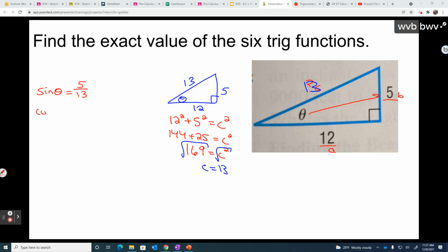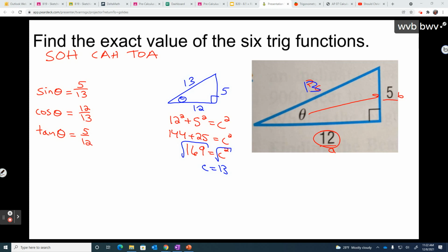And then we'll do cosine. And what I would always do also, just write out SOHCAHTOA. So cosine is adjacent over hypotenuse. In this problem, since the theta is here, this is the adjacent side. So it's going to be 12 over 13. And then the tangent of theta, opposite over adjacent. So opposite is 5, adjacent is 12. 5 over 12.